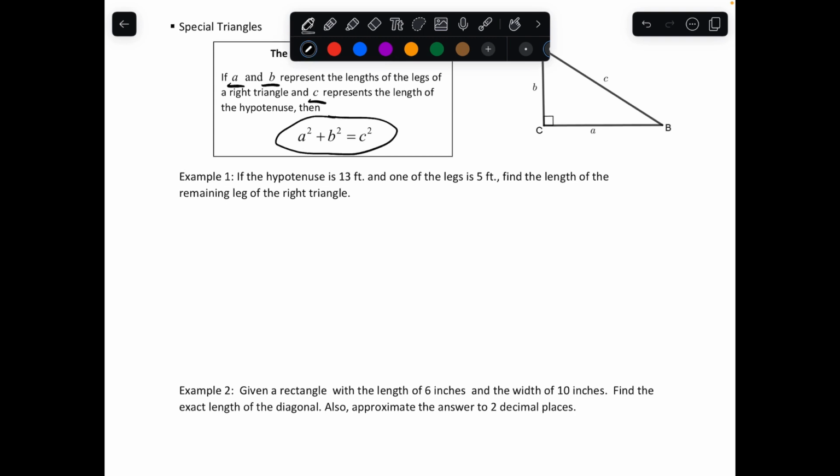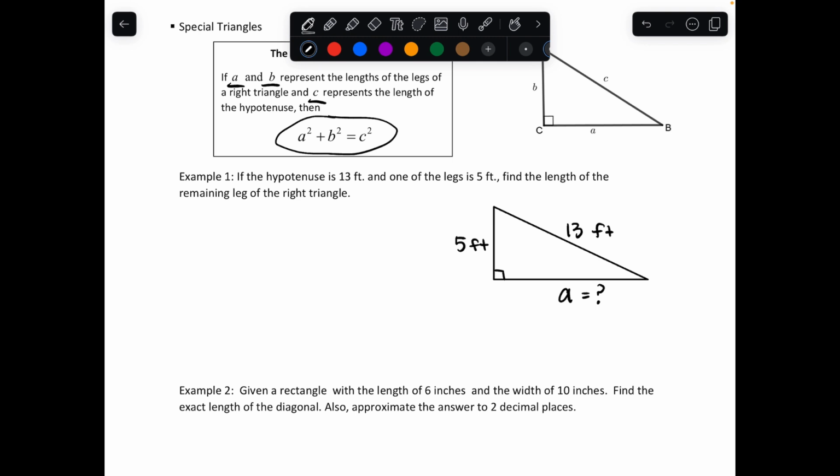So, number 1 says the hypotenuse, the largest side of our triangle, is going to be 13 feet long, and one of the legs is going to be 5 feet. And I want to find the length of the remaining leg of the triangle. So first off, it's always nice to draw a picture. Okay, so now we've got ourselves our picture, and now let's move on to actually trying to use our formula.